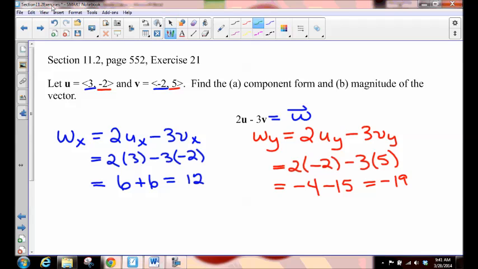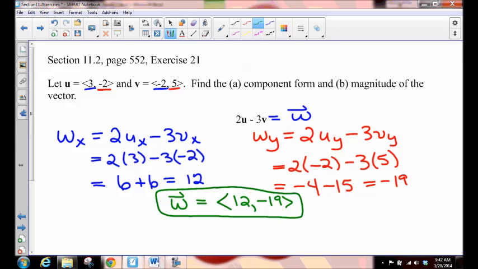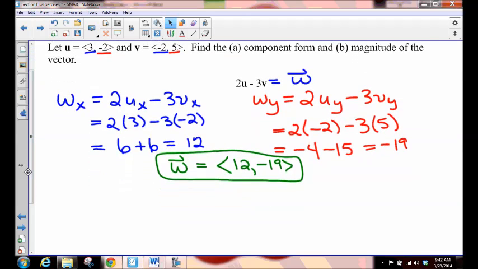If I write this in component form, then W is going to be ⟨12, -19⟩, with the x component 12, comma, the y component -19. And this gives us our answer to part A. Now part B asks us to find the magnitude of this new vector.